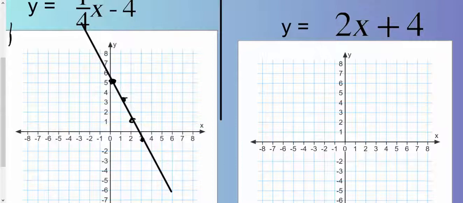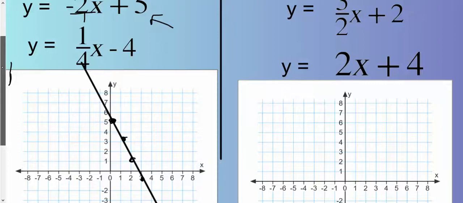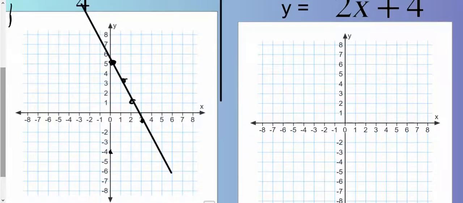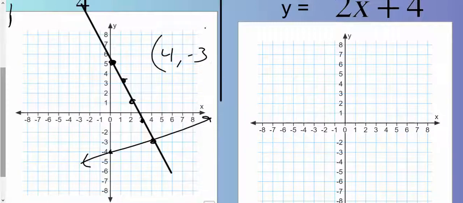You're going to want to use graph paper for this because if you don't, your answer could be slightly off, and you want to be as precise with this as possible. So this one here, the y-intercept is at negative 4, and the slope's 1 over 4. So that means I'm going to go up 1 over 4. And I can see that that's right where they cross already, at 4, negative 3, and I'm done.